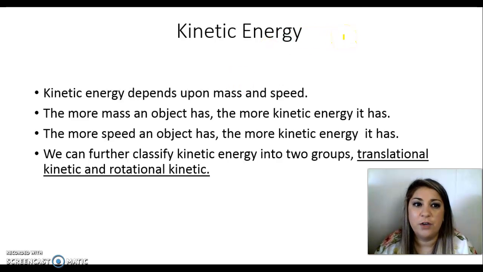Kinetic energy, we know, depends upon mass and speed. So the more mass that an object has, the more kinetic energy it has. We know the more speed that an object has, the more kinetic energy it has as well. So if something has more mass on the inside, then that means that the object's going to have more kinetic energy because there's more mass there. If an object has less mass, then there's going to be less kinetic energy.